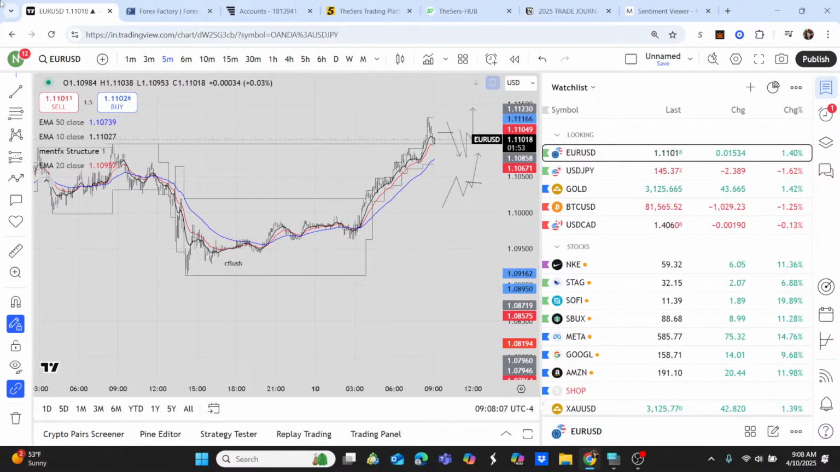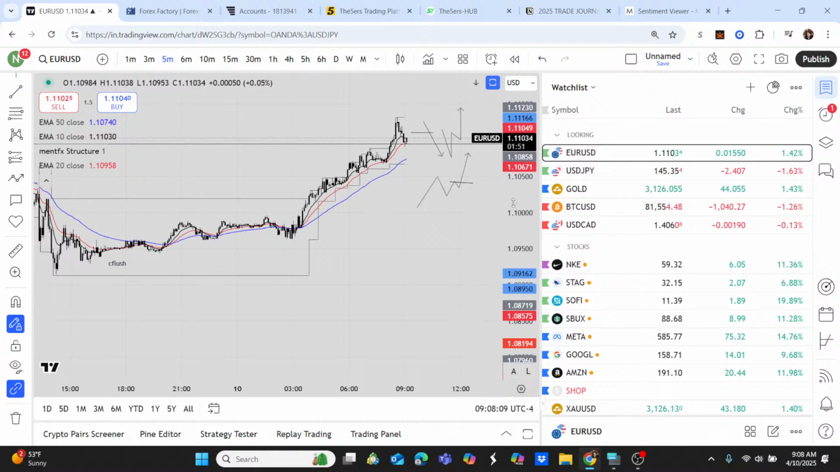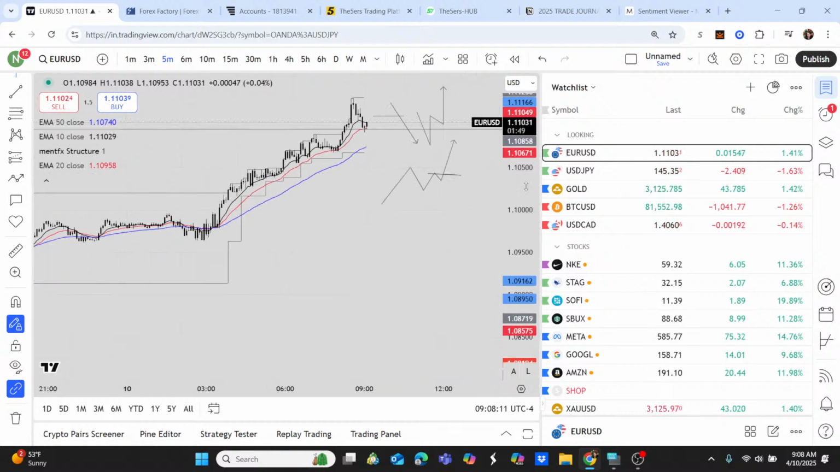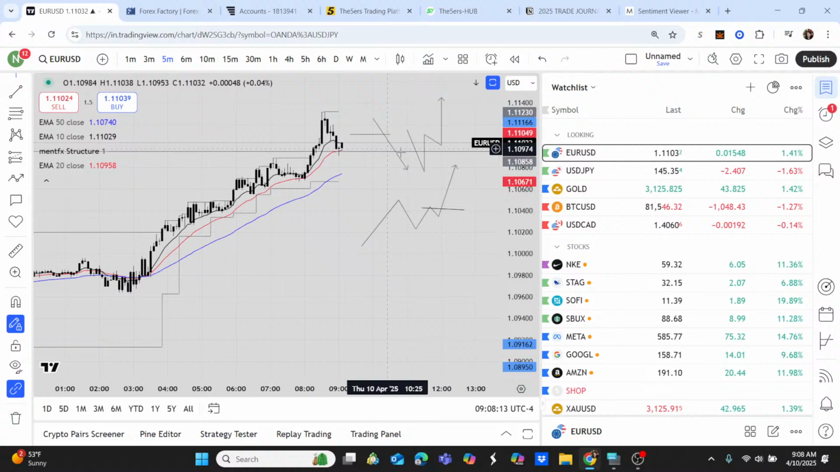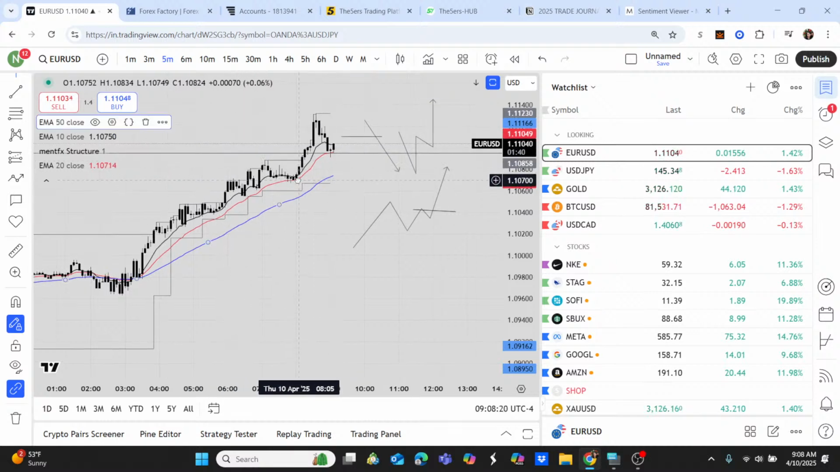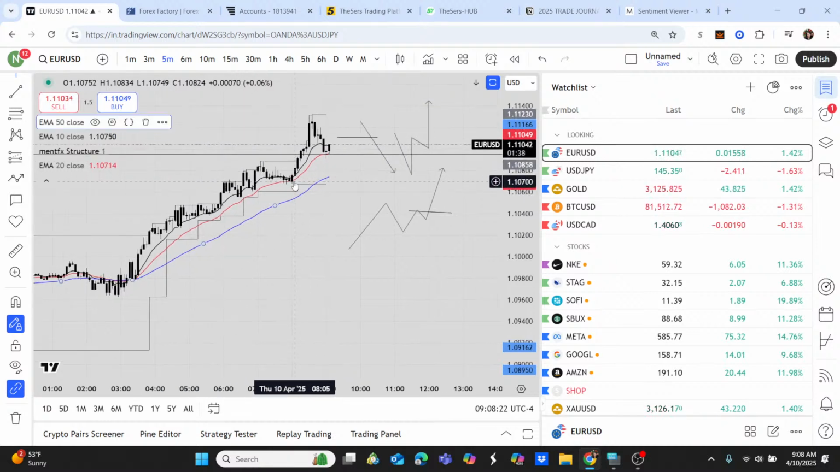I use it as a tool with price action and a story. I don't just enter because price came to a 10. I don't do any of that. I look at what price is doing and then make a decision.